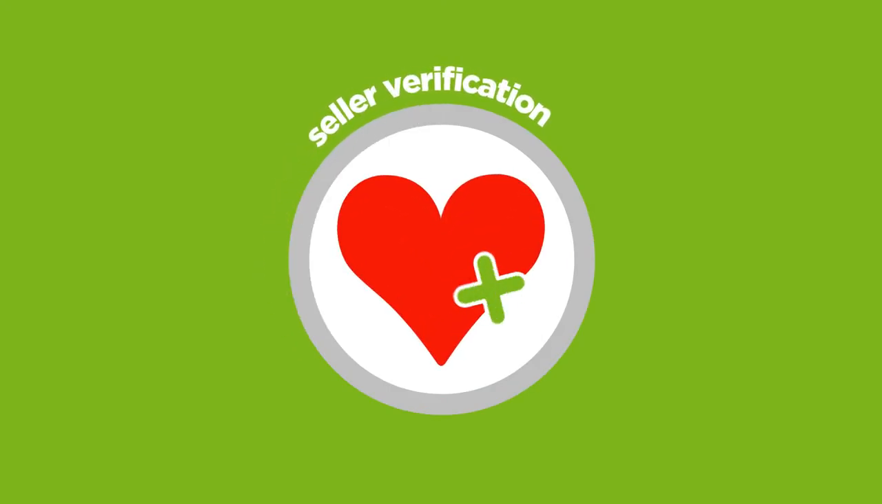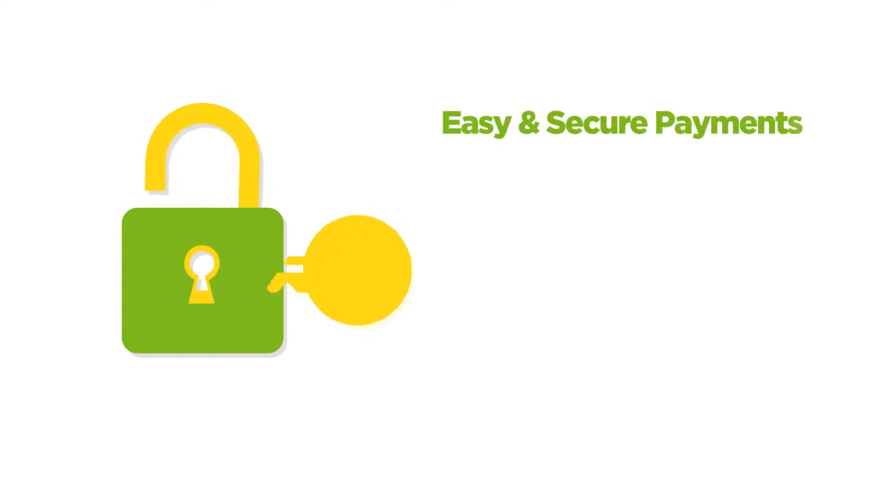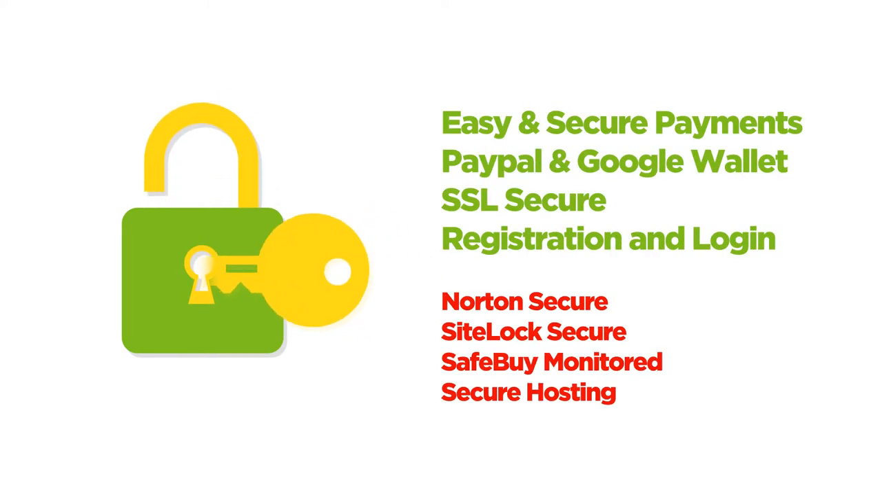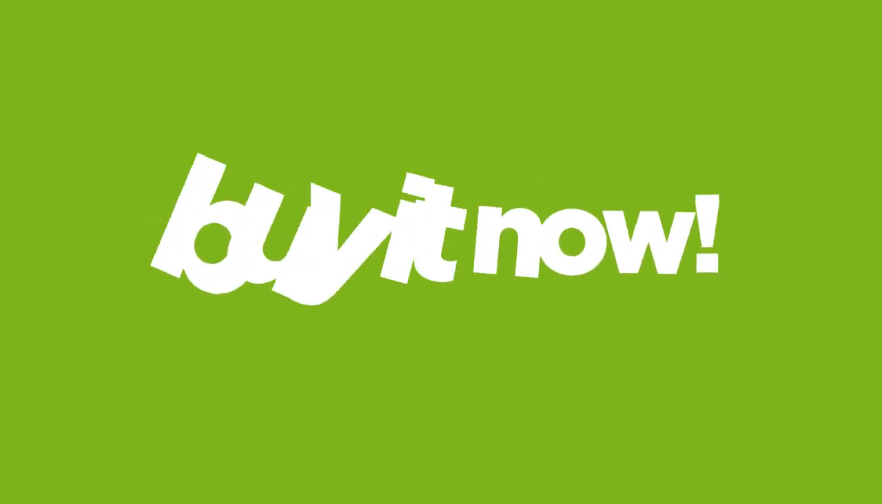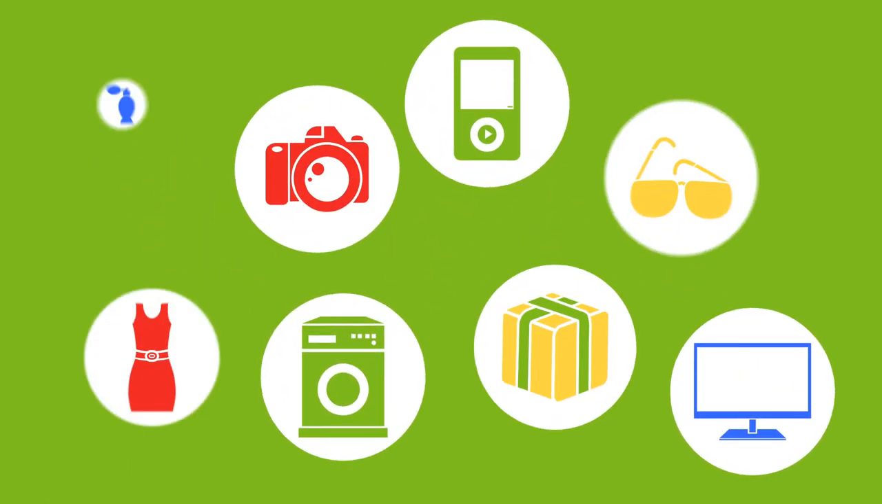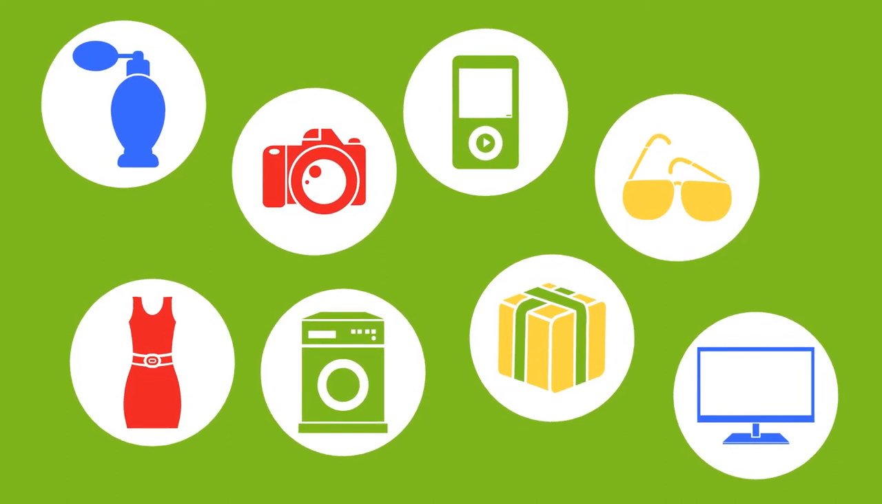Of course, you get all the useful features that you'd expect, such as seller verifications for buyer's peace of mind, easy and secure online payment options from PayPal and Google Wallet, secure registration and login, buy it now options, and of course thousands of categories to choose from. Clothing, art, electronics, you name it.